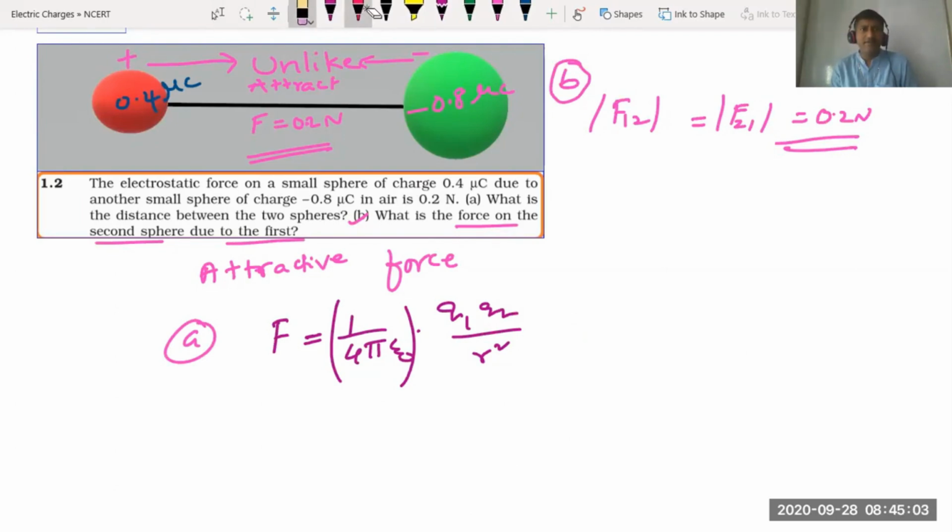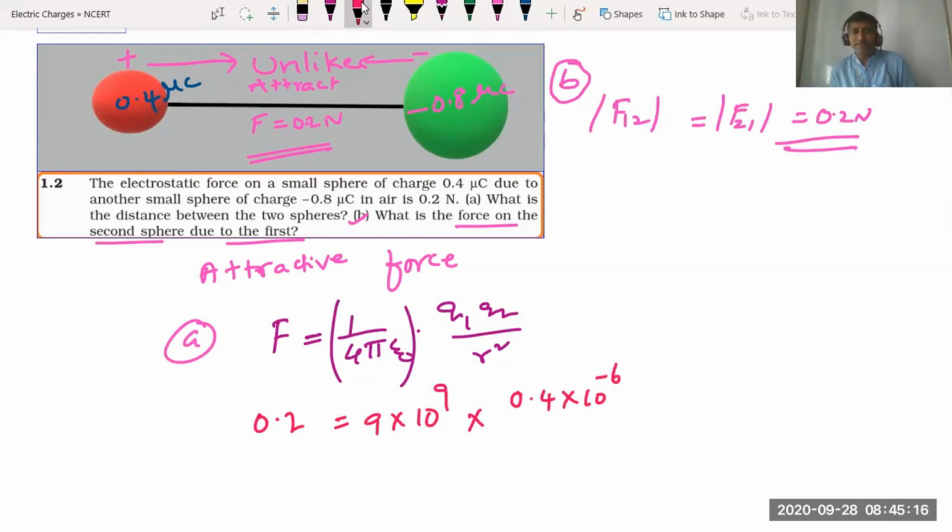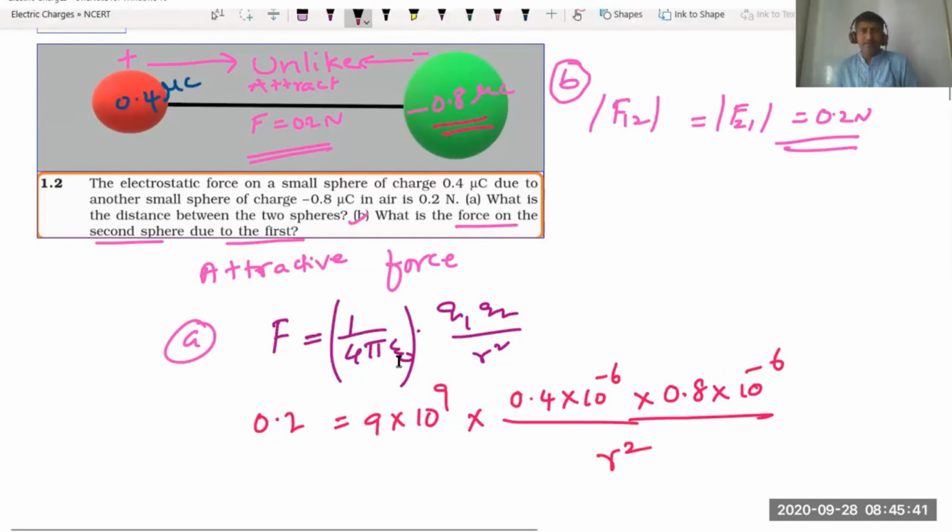Now see. Therefore, 0.2 newtons equals 1 by 4 pi epsilon naught, value 9 into 10 power 9, into Q1, how much? 0.4 micro. Students, micro means 10 power minus 6. Into Q2, which is 0.8 micro. Students, you see here minus 0.8 microcoulomb charge is there. Minus denotes only a negative charged body, for that only the minus sign is written, but its magnitude is 0.8. That only you have to write in the equation. Now divided by r square. This r we have to find out.